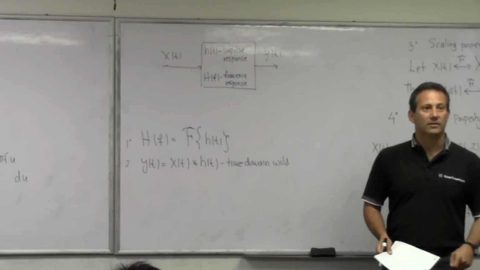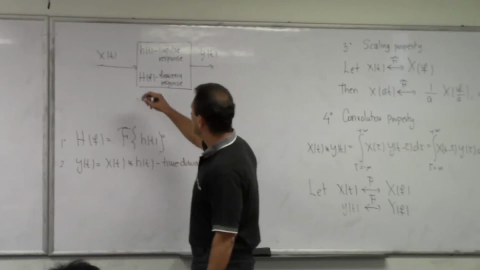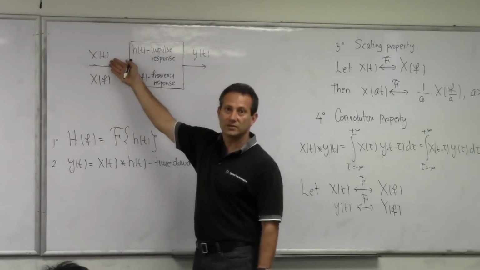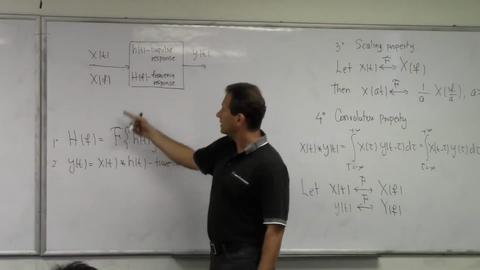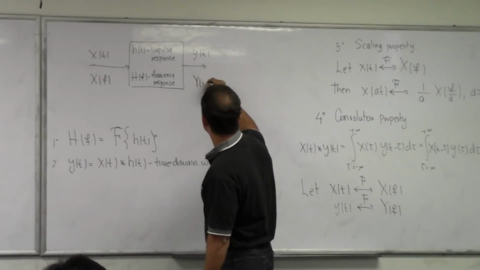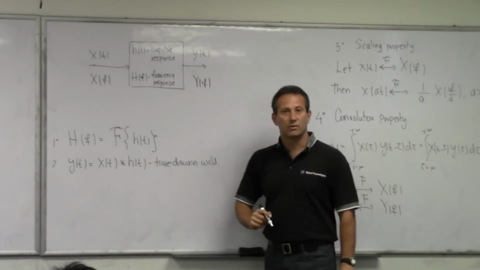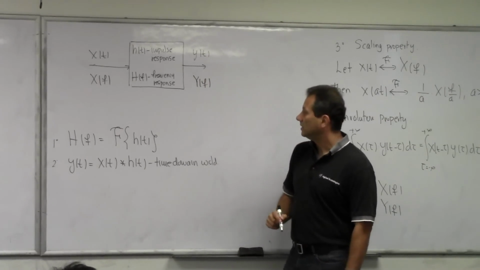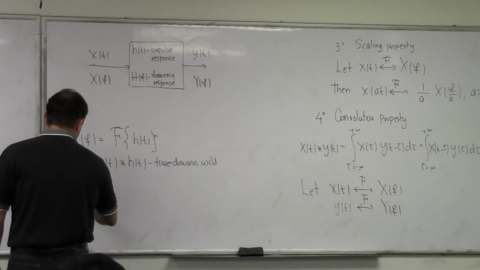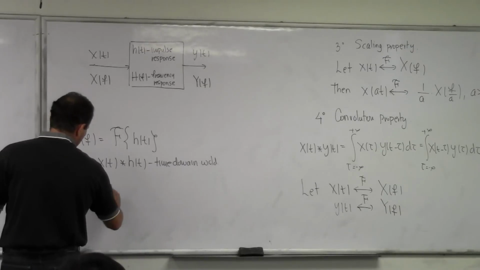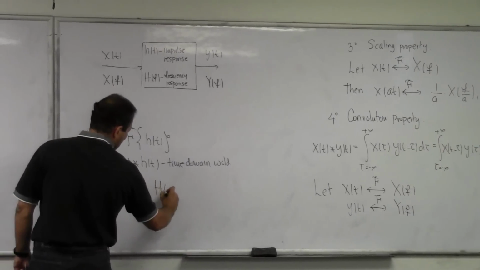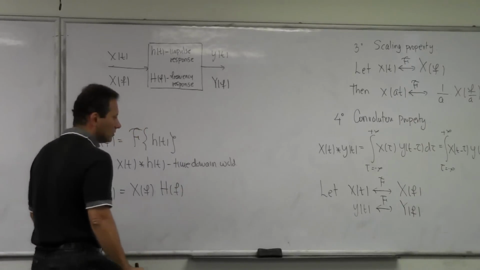But let me go on the other side of the mirror. On the other side of the mirror, I have X of f, which is the Fourier transform of x of t, and I have H of f, which is the Fourier transform of h of t, and of course I'm going to have Y of f, which is going to be the Fourier transform of y of t. The way things happen on the other side of the mirror, Y of f is going to be X of f times H of f. And we do that all the time.